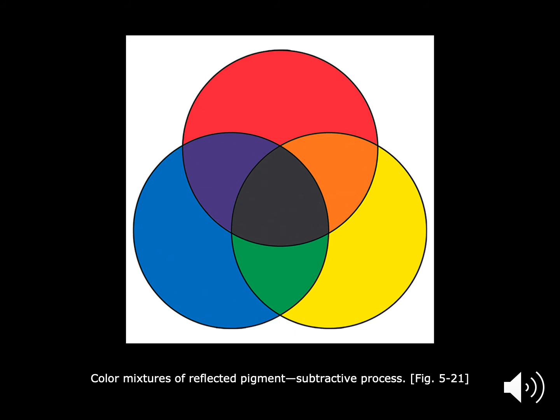In this system, mixing all the colors together creates black, the absence of color. It is known as a subtractive process. Subtractive process is used in things like painting, magazines, newspapers, and dyeing of fabrics.